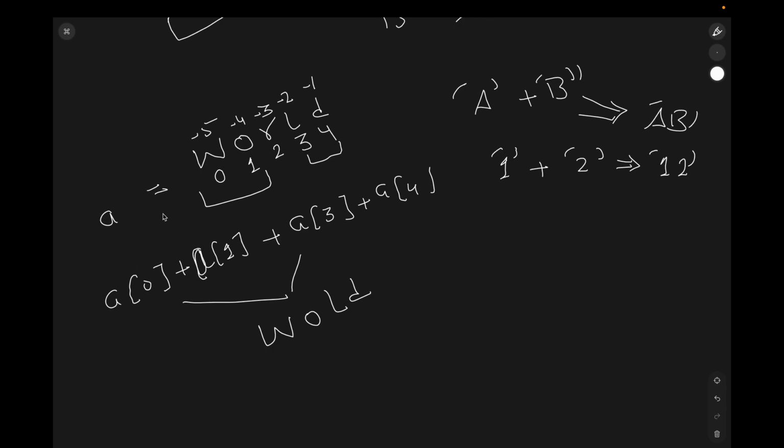So what is happening here? A of 0, go to location number 0, what will it give you? W. A of 1, go to location 1, what is present over there? That's O. So W plus O, obviously it is a string. A of 3, go to location 3, what is present over here? L, take that, plus go to location number 4, what is present over there? D. So adding them up, it will become something like this. But there is one more way, why are you doing this one by one? We have something called start and stop.